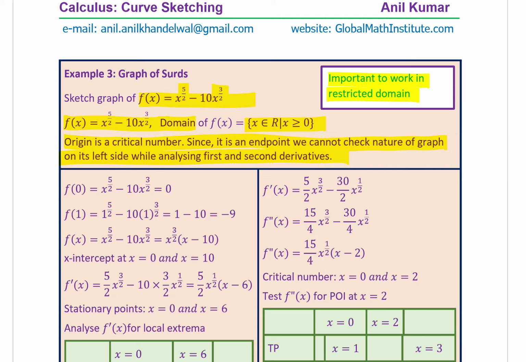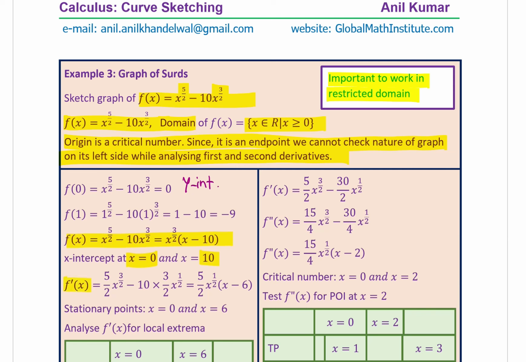So let's begin by finding the y-intercept. When I say f of 0, that means we are finding the y-intercept, correct? And then we can find some critical values. What is the value of the function at 1? At 1 it is minus 9. And then we have this particular function here. We find the x-intercepts. Look at the factoring part: we have simplified and factored this function. Now when you factor this, we get x equals 0 or x equals 10, right? So these are the two points which are your x-intercepts, x equals 0 and x equals 10.